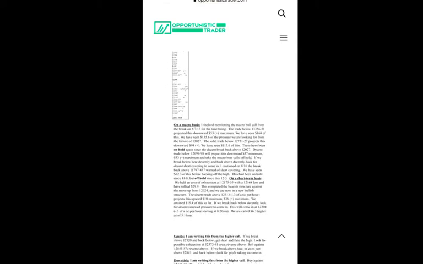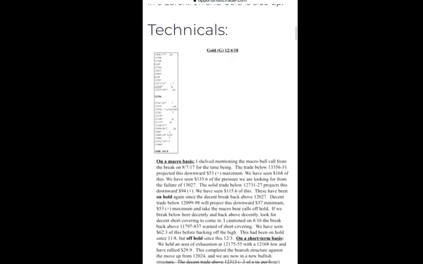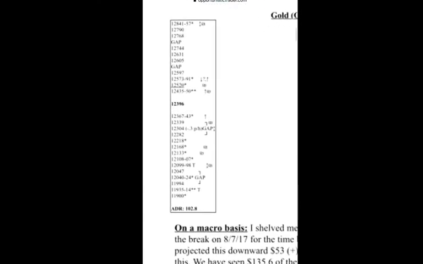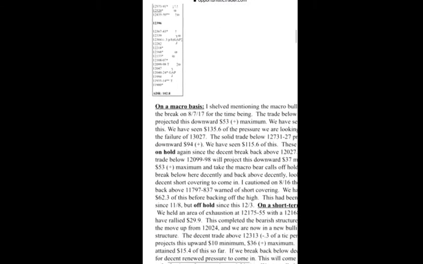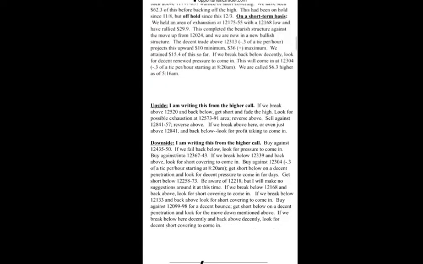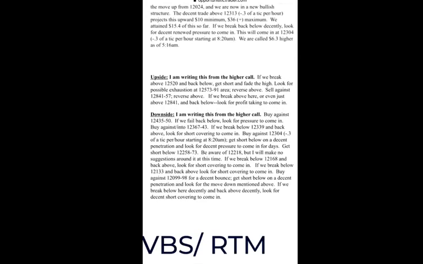Let's go to the technicals, and then I'll get to some charts. I gave you the full technical report today. There are the numbers there. You can stretch it out to see for yourself. These are basis February now. On the macro basis, I read that every day, but a lot of it is repeated. Upside, I'm writing this for a higher call. If we break above 1252 and back below, get short and fade the high. So 1252 to 1243 and a half are his chart levels.